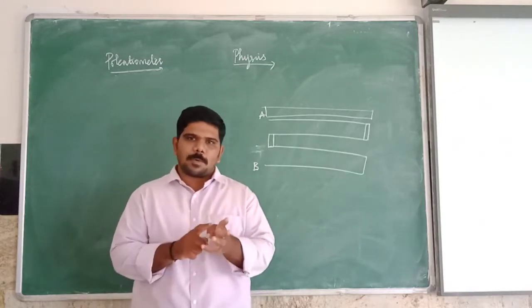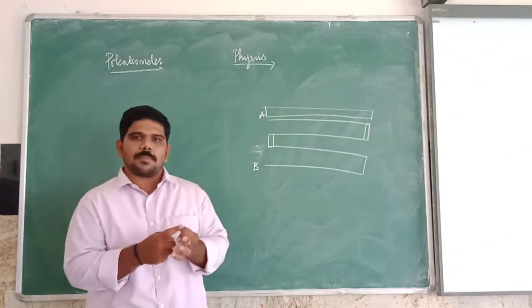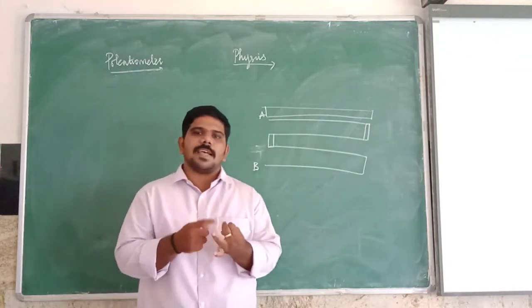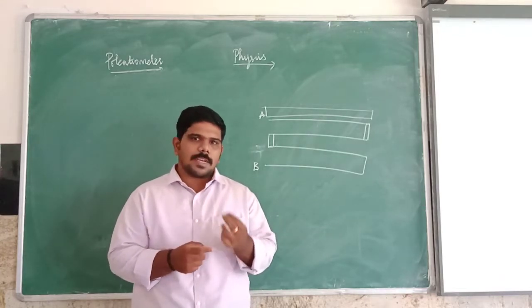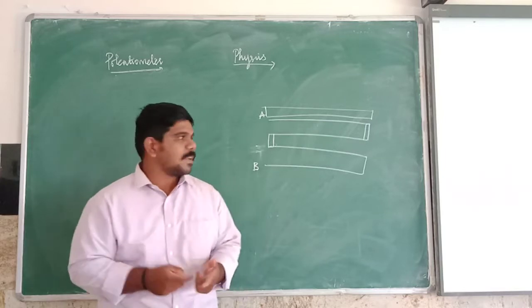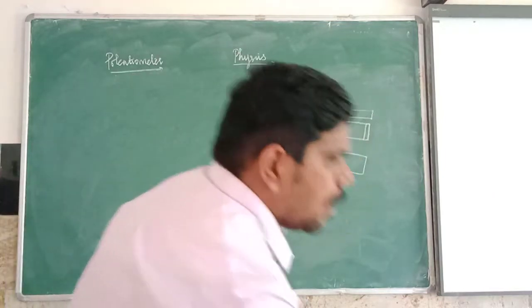One is the principle of potentiometer. The second one is the comparison of EMF of two cells using a potentiometer. And the third one is the internal resistance of a cell using a potentiometer. So we are going to learn three important questions. First, we are going to learn the principle of potentiometer.